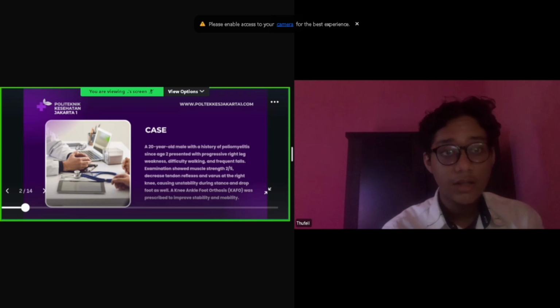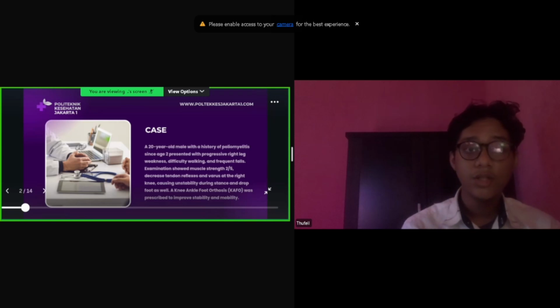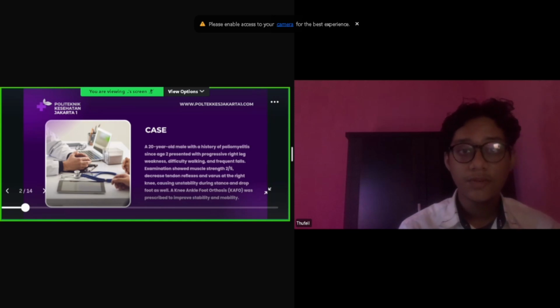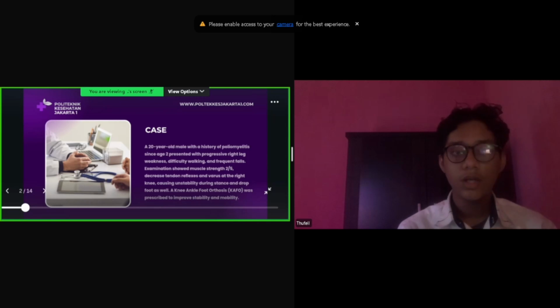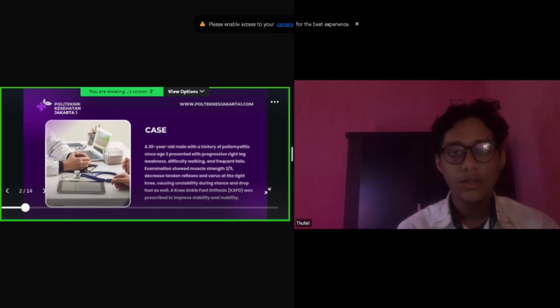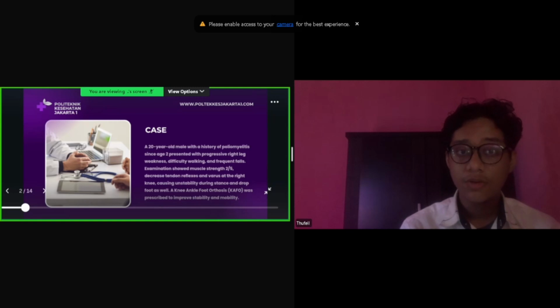For the case, we made a 20 years old male with a history of poliomyelitis since age 2, presented with progressive right leg weakness, difficulty walking, and frequent falls. Examination showed muscle strength of 2.5, decreased tendon reflex at the right knee, causing instability during stance and drop foot as well. A knee ankle foot orthosis, or KAFO, was prescribed to improve stability and mobility.